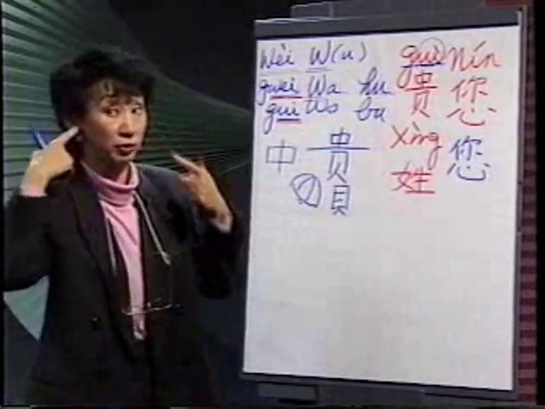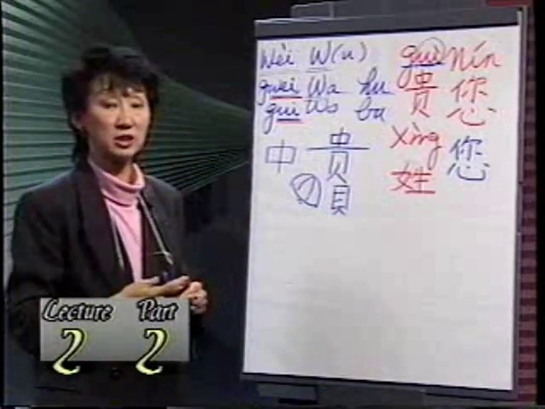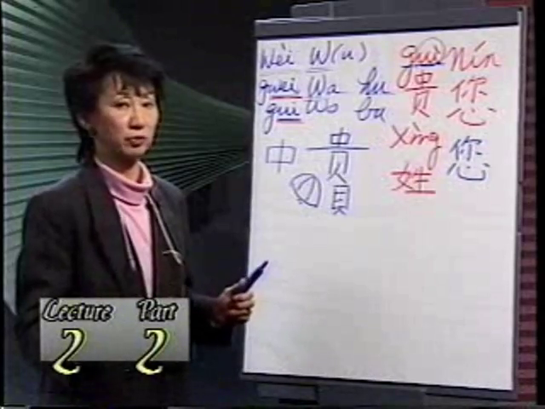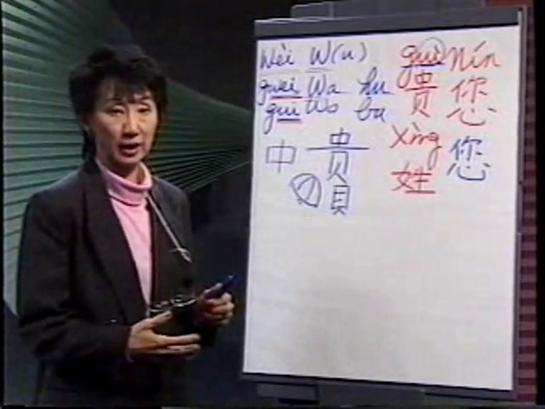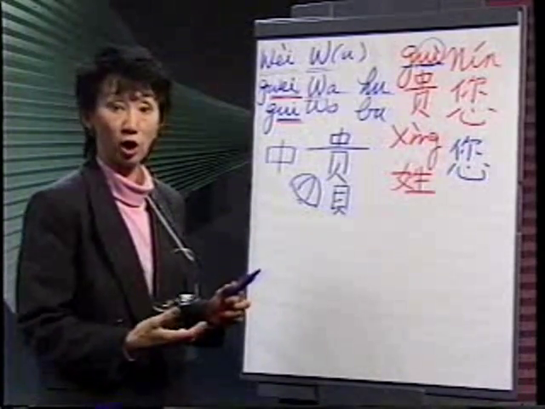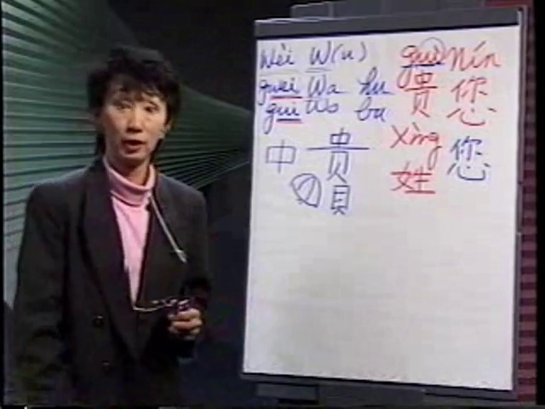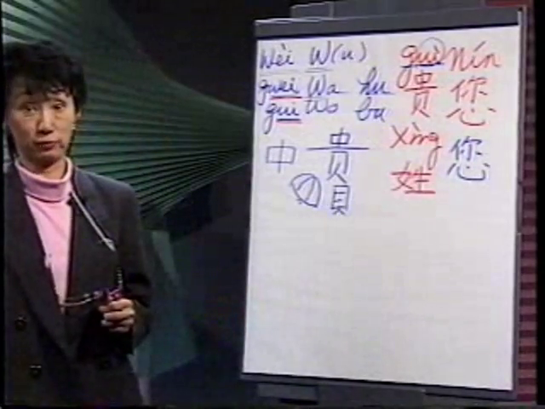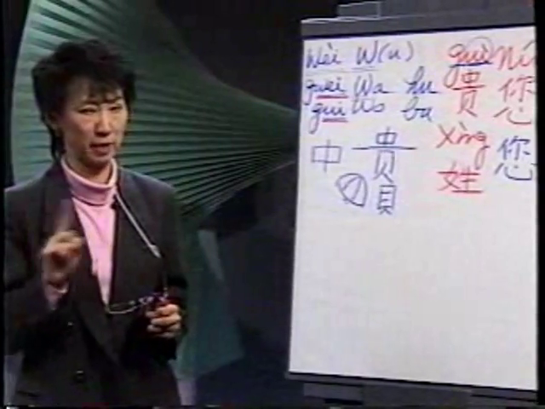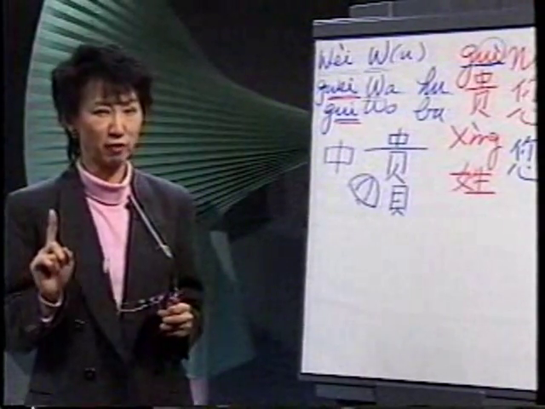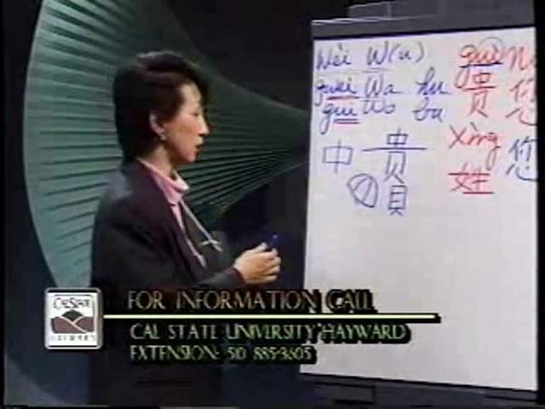So 贵 itself means expensive. If you want to say the book is expensive, you just say 书贵. And if you want to say the car is expensive, car in Chinese is 车, so 车贵. How about, hey, I'm expensive, 我贵? We don't say that because with human beings, you cannot measure the value. It's really a treasure, so we don't say 我贵, but 书贵, 车贵.